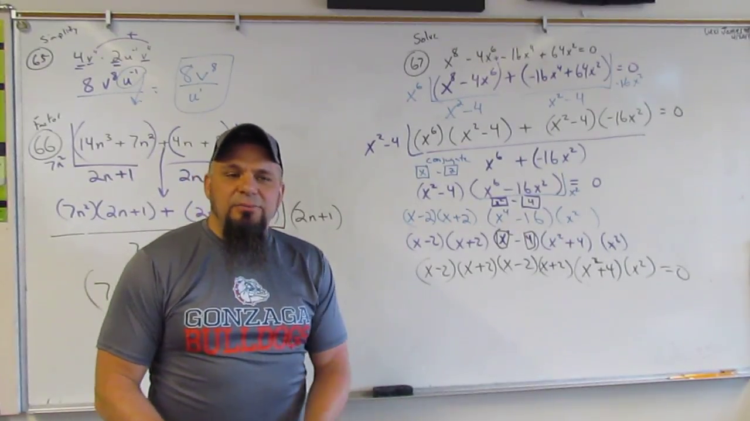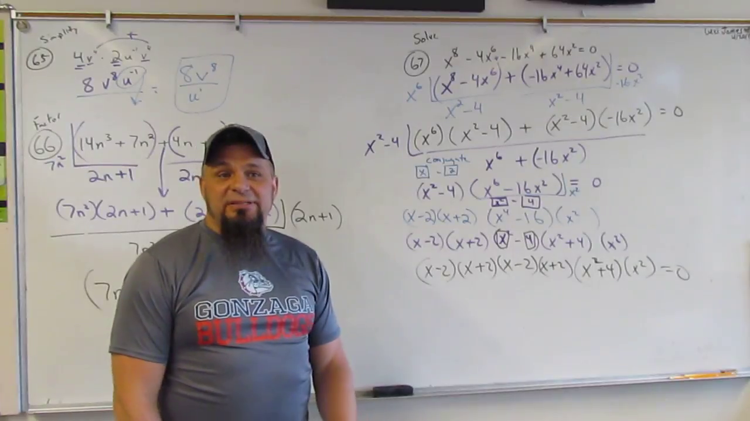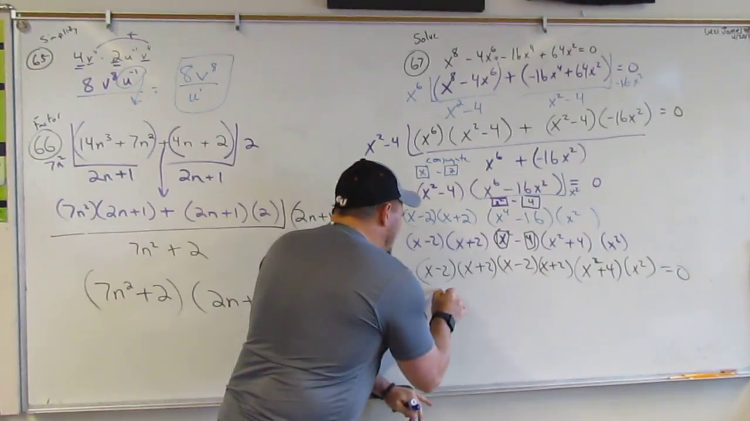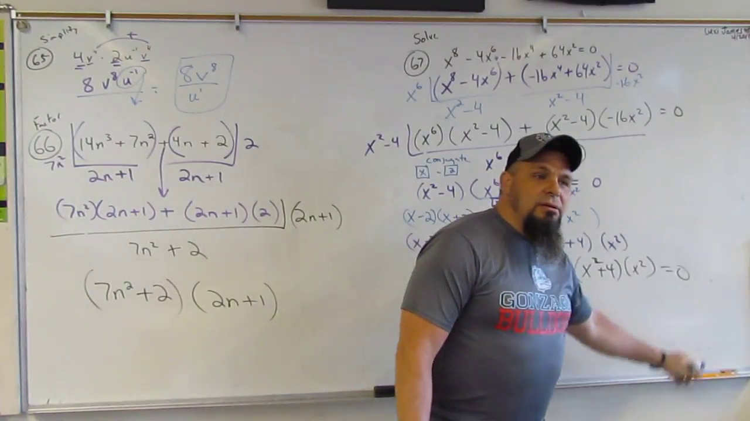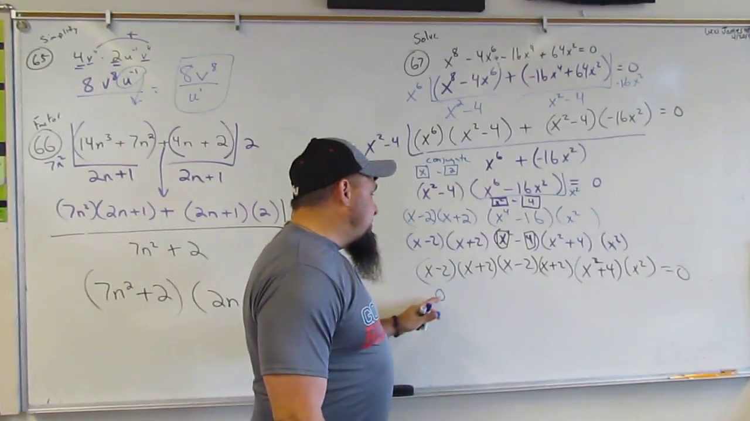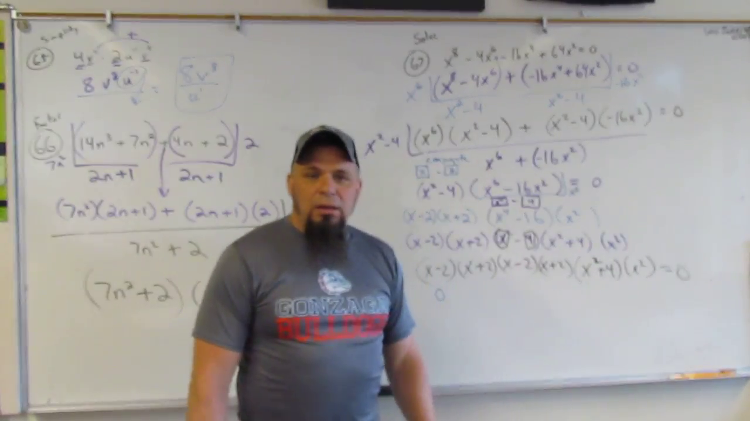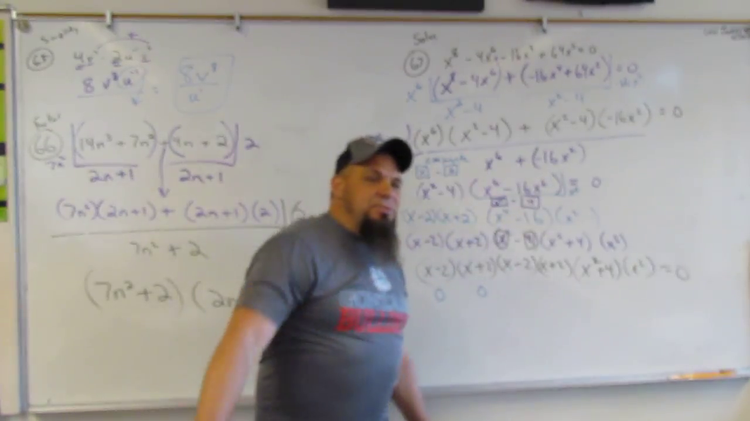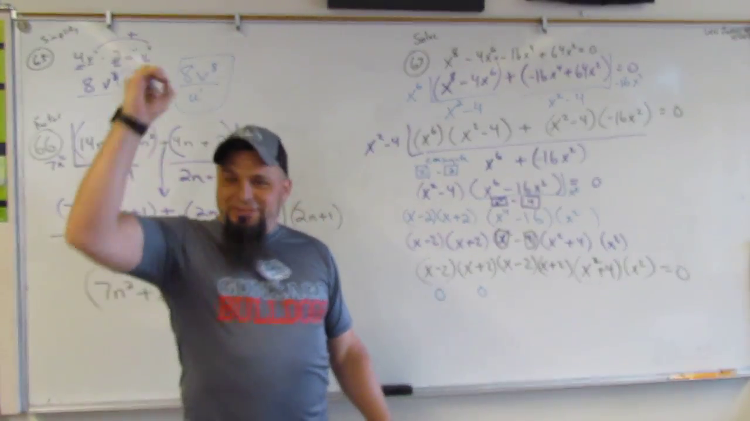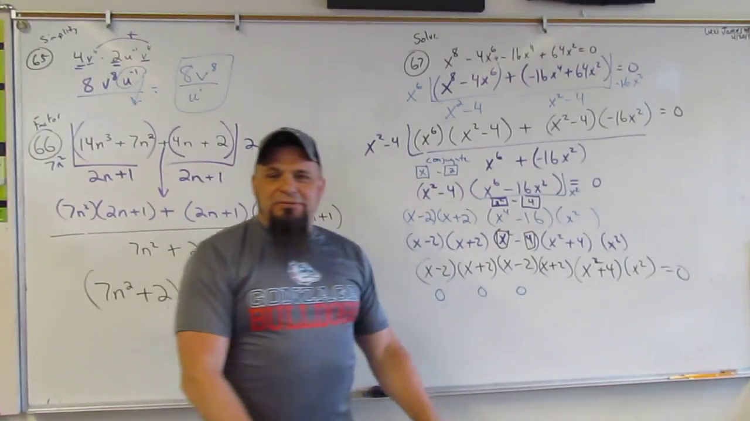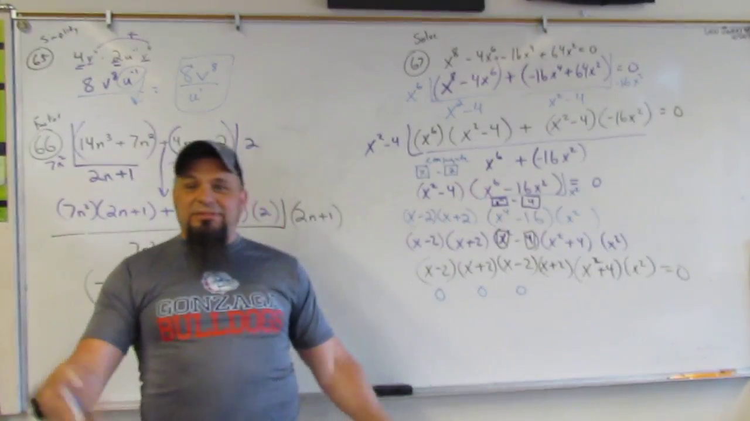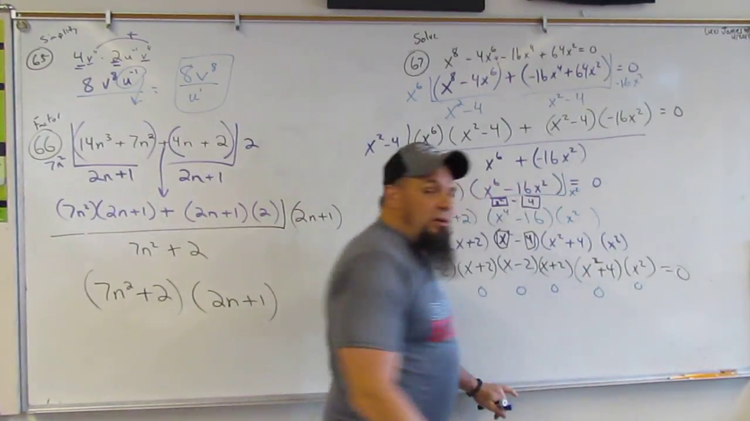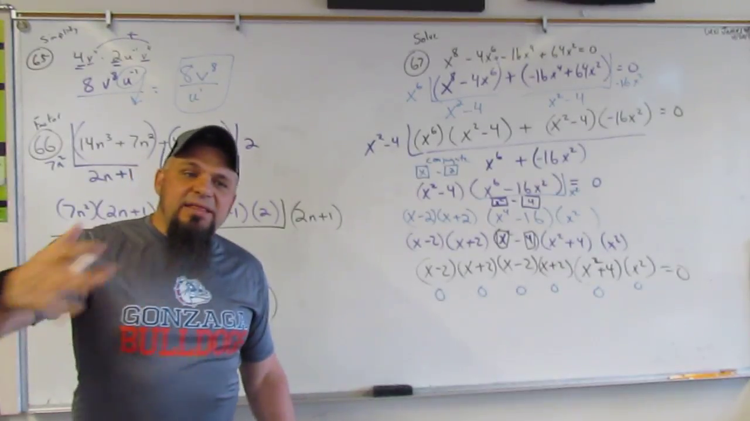Now, here's the thing. When you have a factor like this, it's huge, by the way, isn't it? It's a lot, right? But if this is 0, does it matter what all this is? If this is 0, what's 0 times blah, blah, blah? 0, right? What if this were 0? 0 times blah, blah, blah is 0. So for each of these, we want to solve for 0. We want to make them 0.